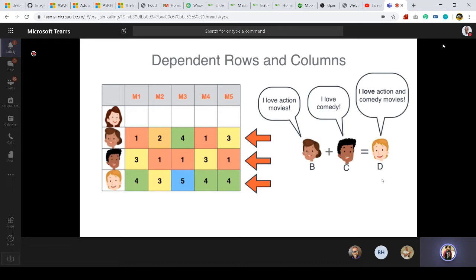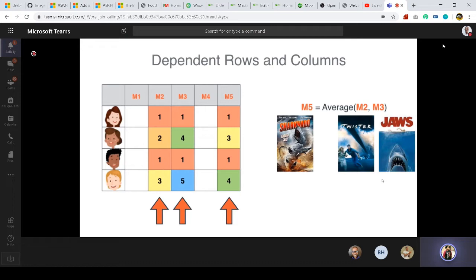So the next dependency is actually quite a big dependency. If you can see, movie 5 is actually an average of the ratings of movie 2 and movie 3. How come? Movie 2 was Twister and movie 3 was Jaws. So movie 5 was Sharknado. Sharknado is a movie where there are numerous sharks, but also in a hurricane, tsunami type of thing. So there's a twister of sharks. That's why movie 5 has been considered an average of movie 2 and movie 3. So it's an intersection of these two movies.